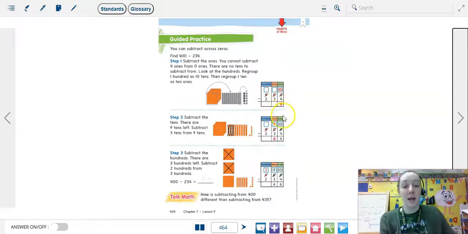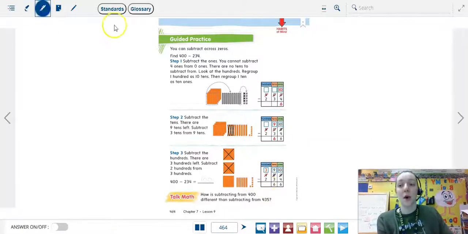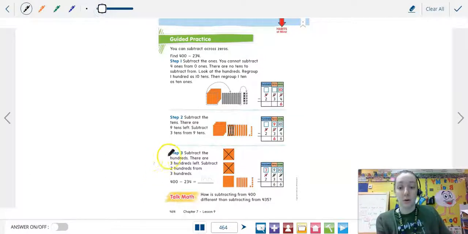Now we're going to subtract the 10s. And as you can see, there's a 9 there because that was what's left over because we regrouped that 100. Okay, so subtract the 10s. There are 9 10s left. So you have 9 minus 3 is 6. Okay, then we're going to subtract the hundreds. There are 3 hundreds left because we borrowed from the hundreds to make the 10s to make the ones. So there's 3 left, so we do 3 minus 2 equals 1. So then 400 minus 234 is 166.